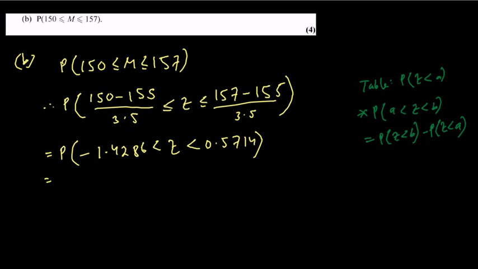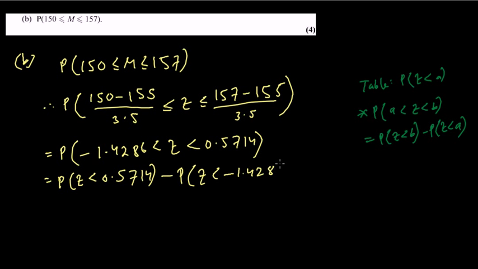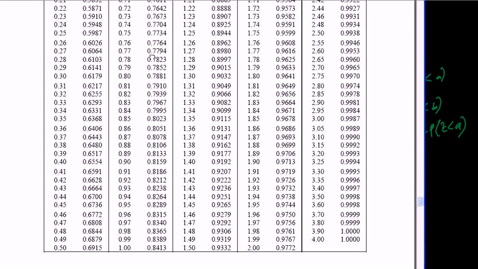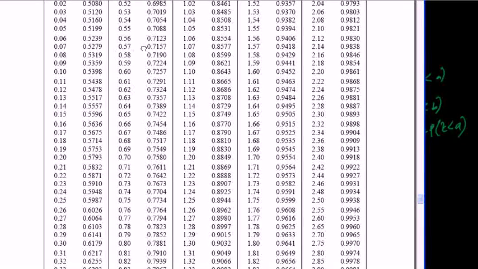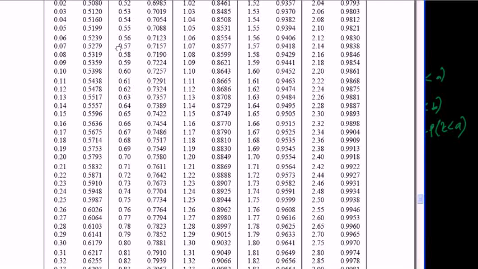So what we can write here is probability of z is less than 0.5714 minus probability of z is less than, just leave it as it is, minus 1.4286. So we can look this up in the table. 0.5714 means 0.57. Let's look this up. 0.57 is going to be this one, 0.7157.